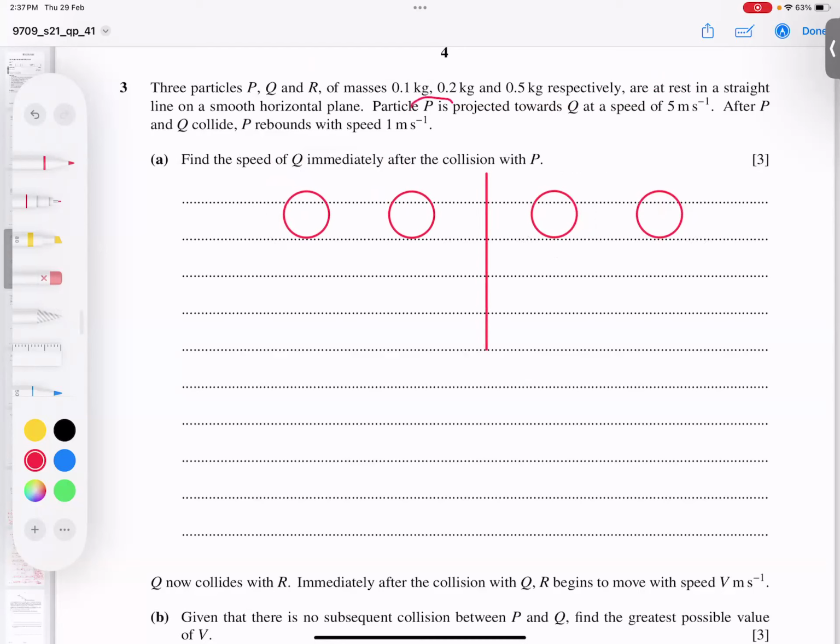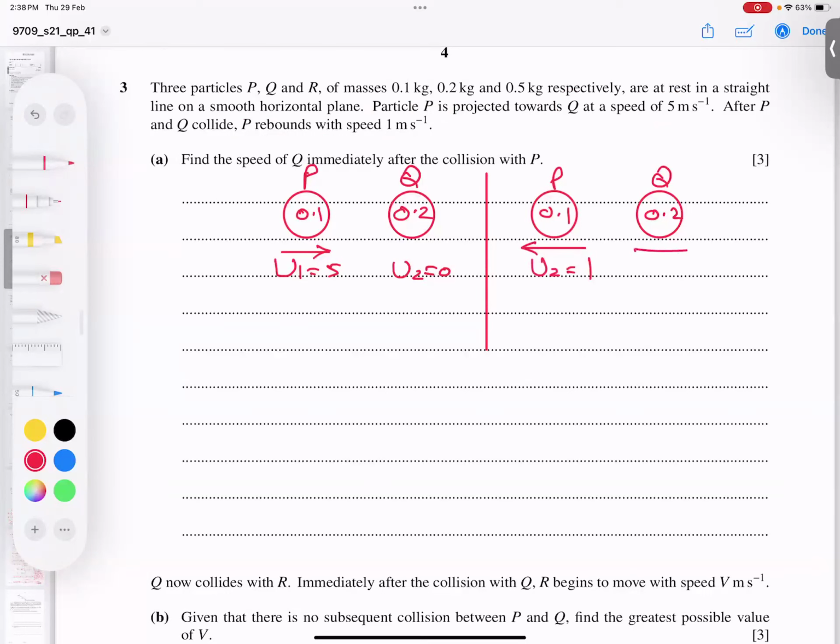He says P is thrown towards Q with a speed of 5. So P and Q, I repeat again, P and Q. P mass 0.1, Q mass 0.2. P is thrown with a speed of 5, so U1 is 5. U2 is 0 because Q is at rest. And he's saying after the collision P rebounds with a speed of 1, it means it will come back with a speed of 1.